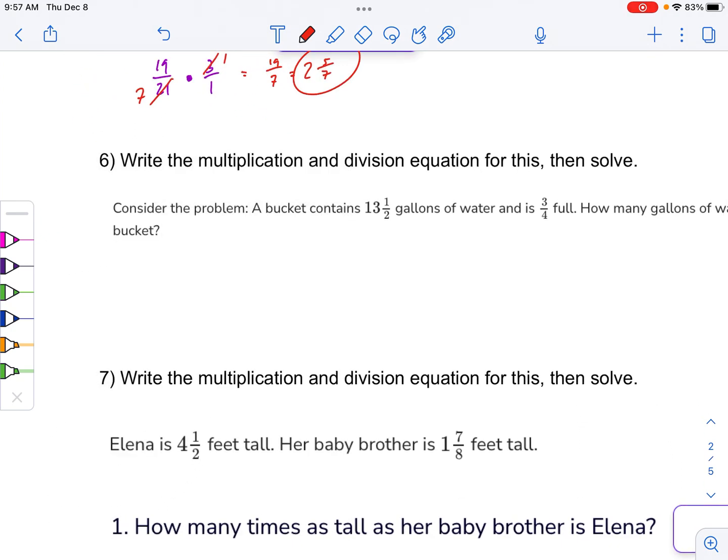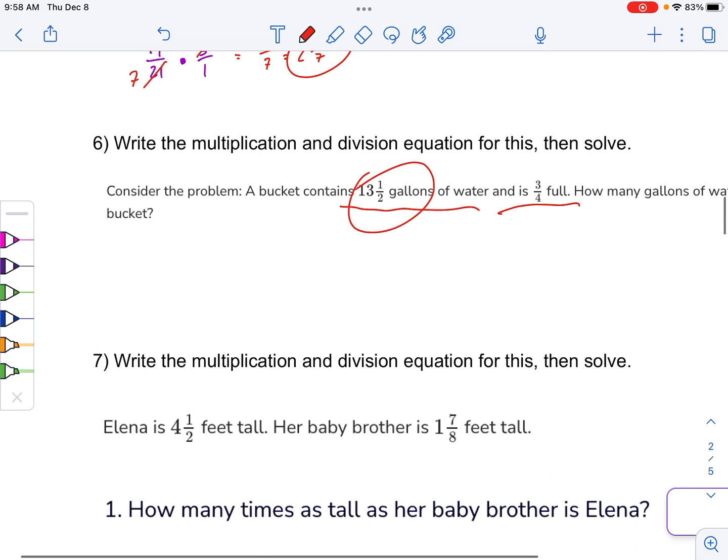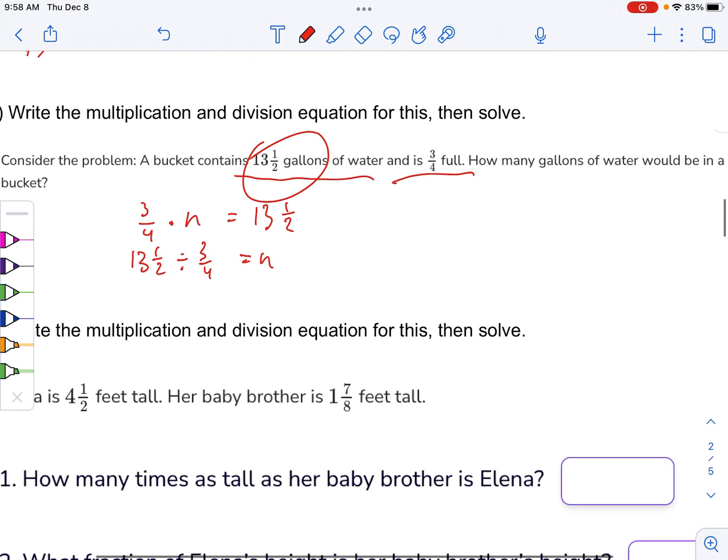All right, let's write a multiplication problem. Okay, we got a bucket. A bucket contains 13.5 gallons of water, okay? And it's 3/4 full. So this is not the size of the bucket, it's just what's in there. So I do not know the size of the bucket. So it's 3/4 of something is 13.5. And if I know my multiplication problem, I can find my division problem. And that's what we're going to use to solve this.